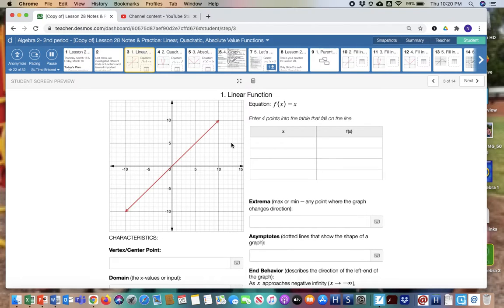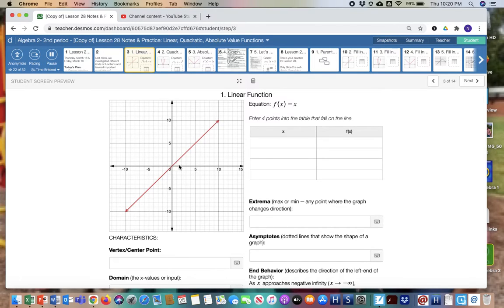All right, so the first one of the 3 graphs that we're focusing on this lesson is the linear graph. So this is the linear graph. It's called a linear function. And the equation is f of x equals x. Remember, f of x is just a different way to write y. f of x equals x.